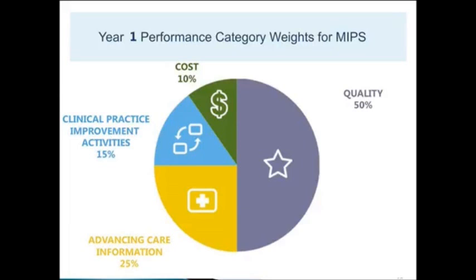Cost, only 10%, and then advancing care information, which is the health information systems piece that we talked about before, will account for 25% of it. So it's already going to be basing payments 50% on quality.